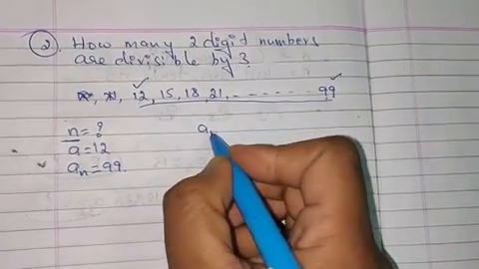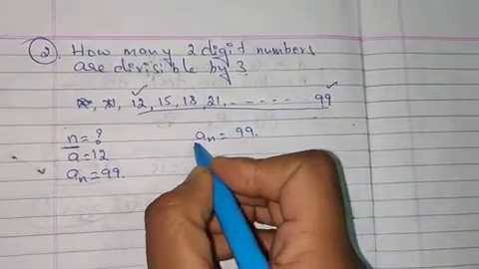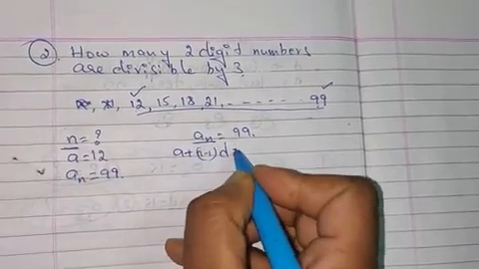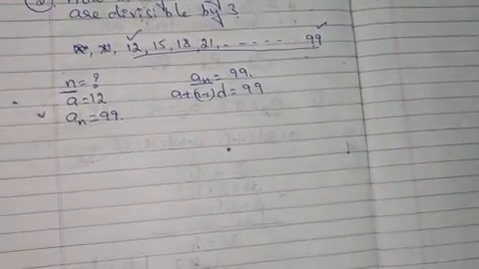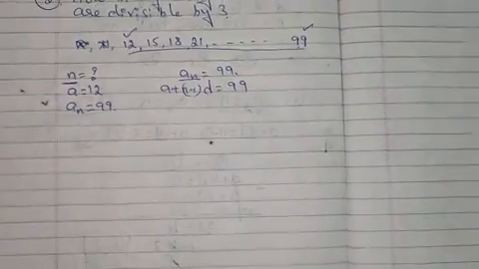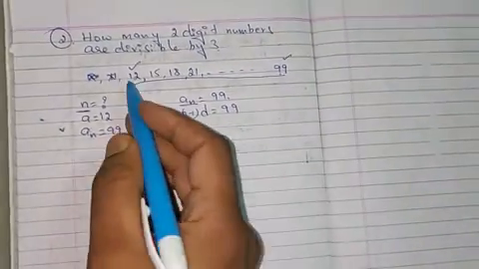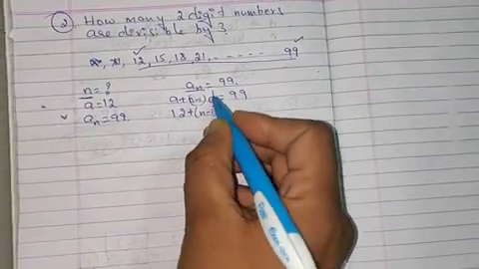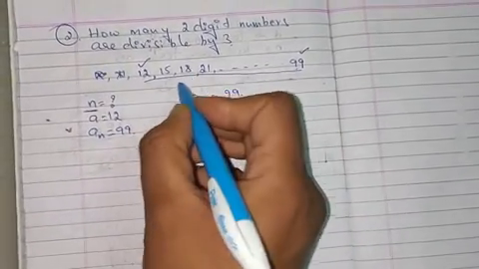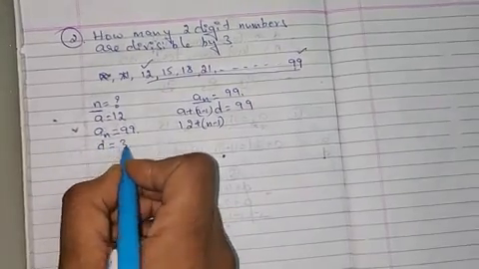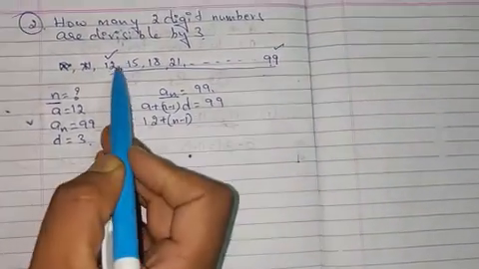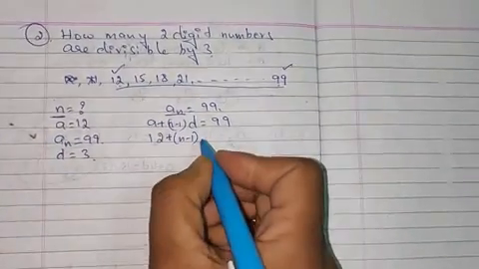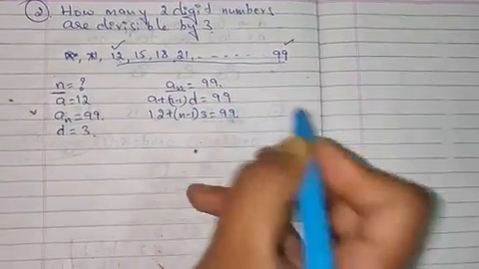So what is the general form? An is equal to 99. An is considered as a plus n minus 1 into d, which is equal to 99. Let us substitute the values. What is the value of a? A is 12, plus n minus 1, n is the unknown value, into d. What is the value of d here? D is equal to 3, the common difference. 15 minus 12, 18 minus 15, 21 minus 18, into 3 equal to 99.